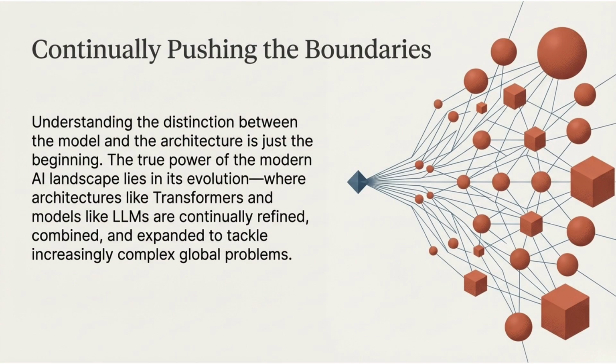Understanding the distinction between the model and the architecture is just the beginning. The true power of the modern AI landscape lies in its evolution, where architectures like transformers and models like LLMs are continually refined, combined, and expanded to tackle increasingly complex global problems.